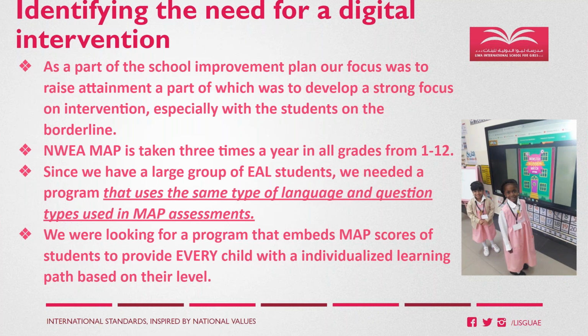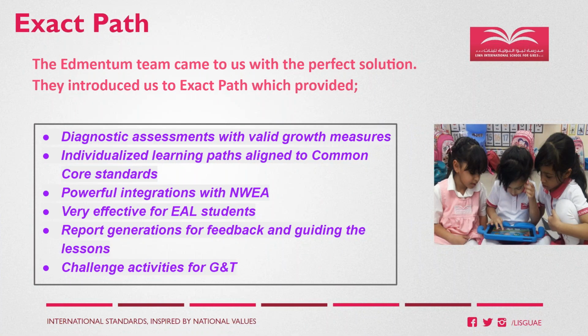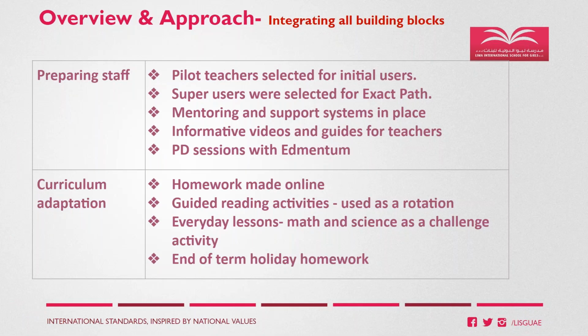What I'm going to do is talk you through how we implemented Exact Path into our learning system. The first thing that we did was to pick a couple of enthusiastic teachers to buy into the program, because that's the most difficult part. We found a couple of teachers, one of which was myself. I was a teacher then, and we took a trial run on the platform, and the feedback was very positive. So we picked a group of teachers to run the pilot program in each grade level. We call them the super users.